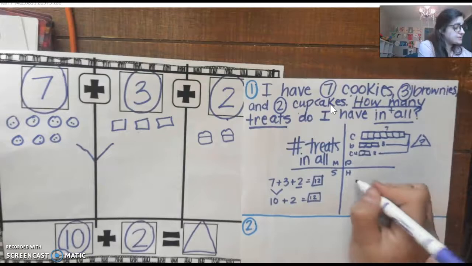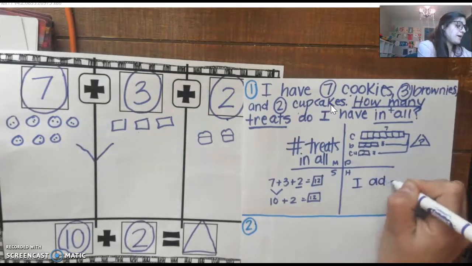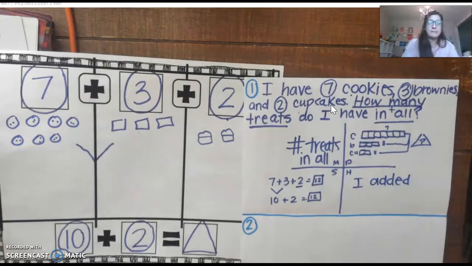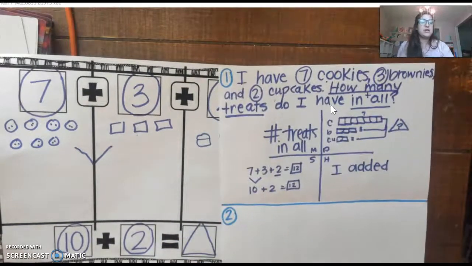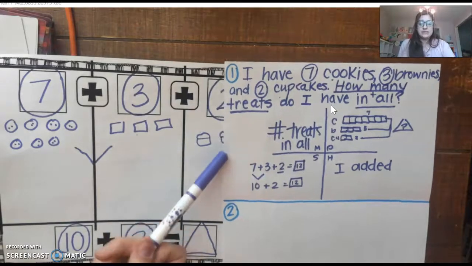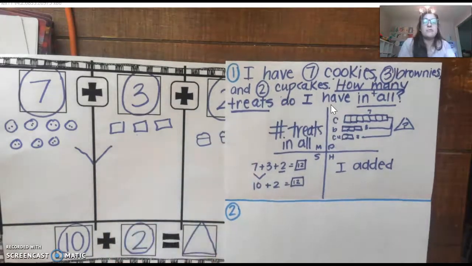How did I get my answer? I added. I combined. I put together. However you want to say it. You're going to do this 2 times. 2 word problems. The challenge, I want you to give me a word problem with a friend of 10 like we did here, and give me a word problem with a double and show those strategies.